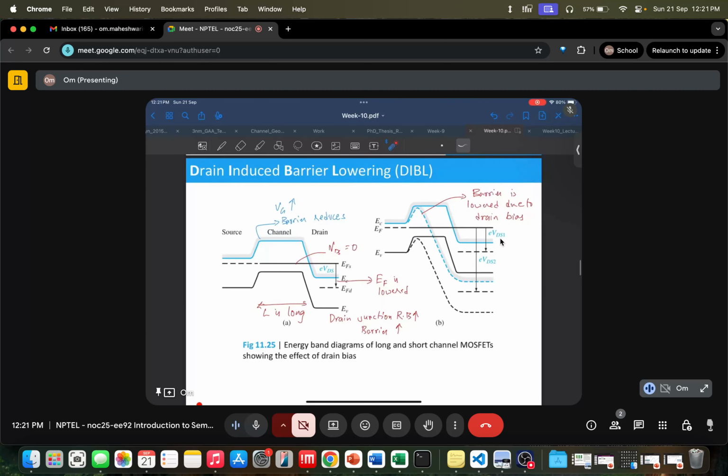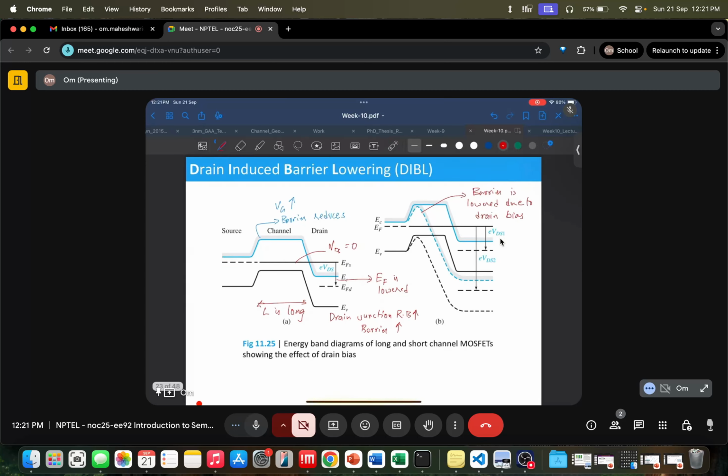Another very important short channel effect is drain-induced barrier lowering. This is a band diagram of a MOSFET. So you have source, drain, and gate. If you take a cut line here, you get a band diagram like this, right? This is N plus, P, N plus. So this is the N side, this is the P side, this is the N side.